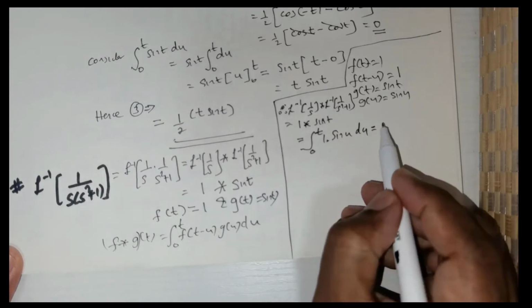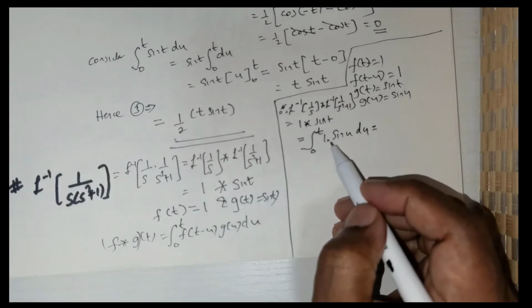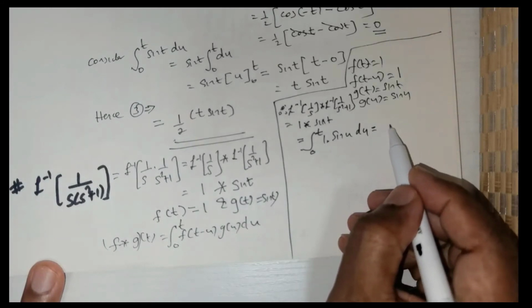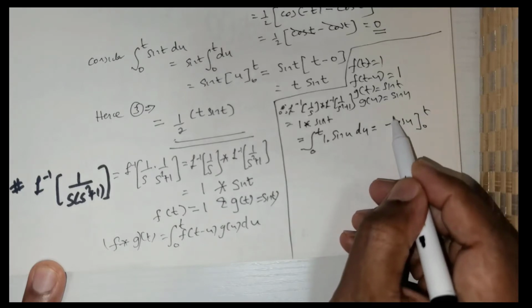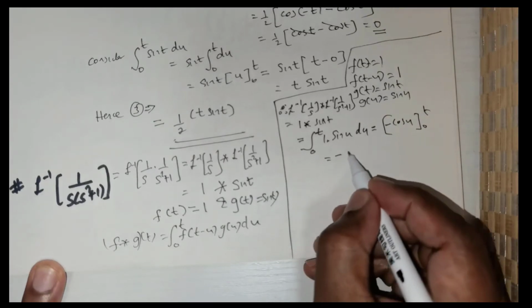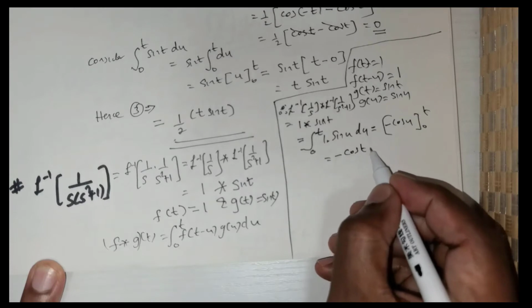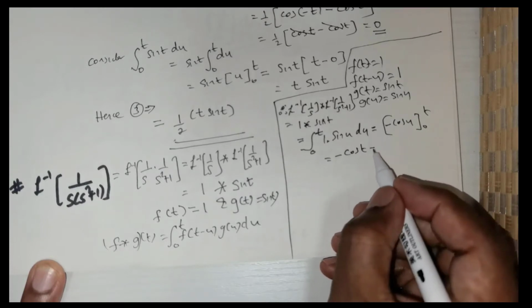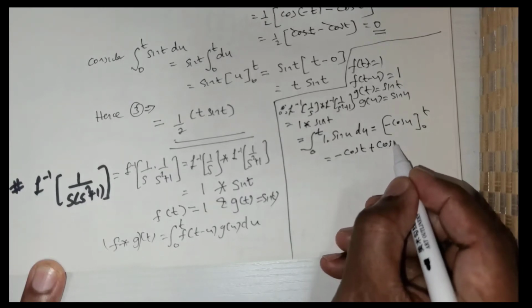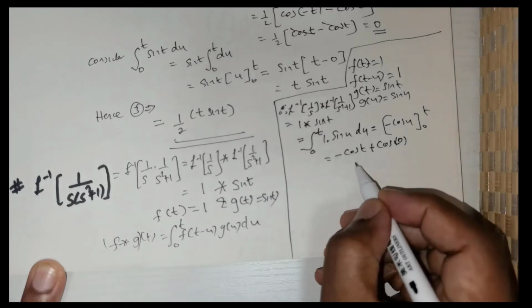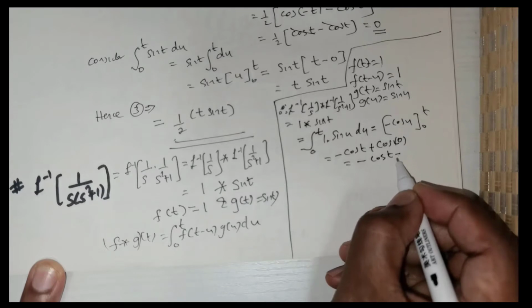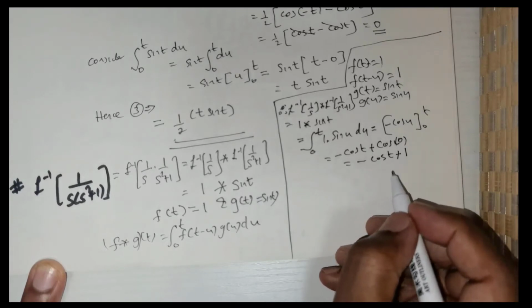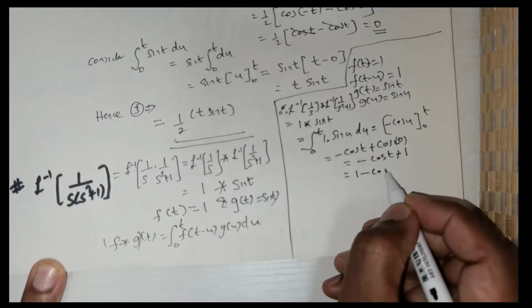So this is going to be equal to, you have to integrate sine u. Integral of sine u will give you negative cos u, and the limits are 0 to t. Now I substitute the upper limit, I get negative cos of t. I substitute the lower limit, it's going to be negative and negative, it's going to be positive, so it's going to be cos of 0. Cos 0 is 1, so you get 1 there. I can rewrite this as 1 negative cos t.